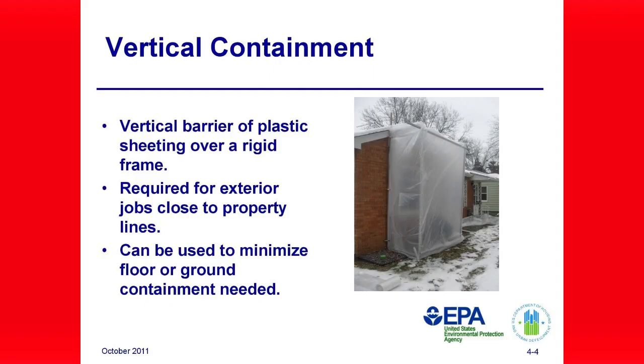Is vertical containment required for exterior jobs? Yes. Vertical containment or an equivalent system of containing the work area is required for exterior jobs where the property line is within 10 feet of the work area. In addition, vertical containment can also be used to minimize the amount of ground containment needed for a project. Ground containment measures may stop at the edge of the vertical barrier when using a vertical containment system.